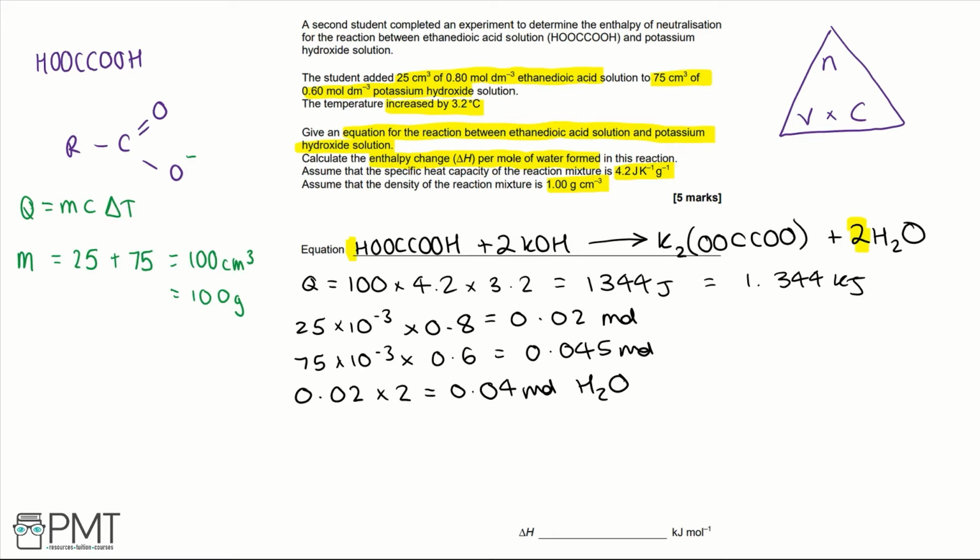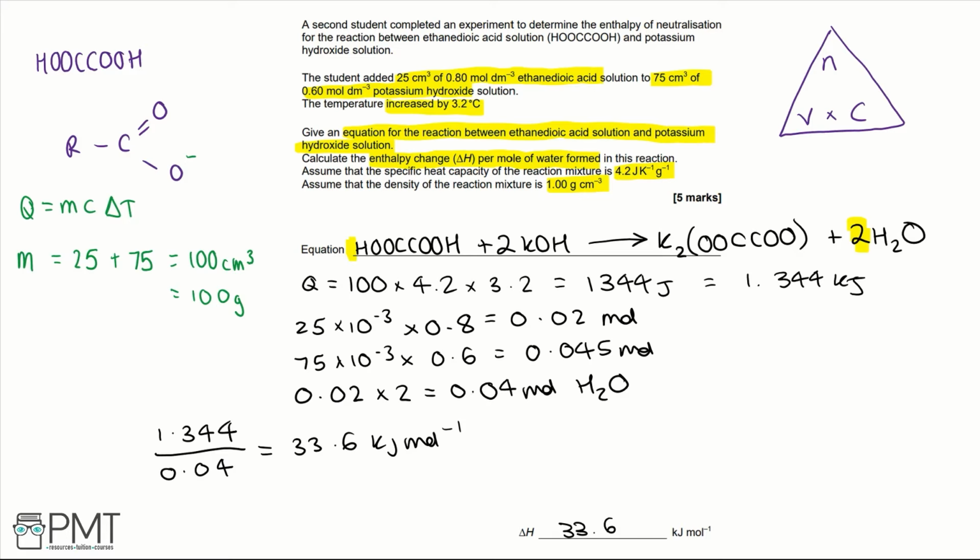And now we have the moles of water, we can work out kilojoules per mole. So that's going to be 1.344 kilojoules divided by 0.04, which is equal to 33.6 kilojoules per mole. The final part of the question is that we need to work out if this is exothermic or endothermic. So an exothermic reaction will release heat into its surroundings. And that's exactly what's happening in this question.